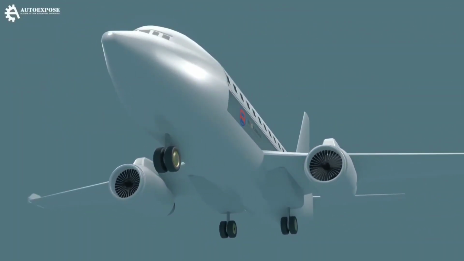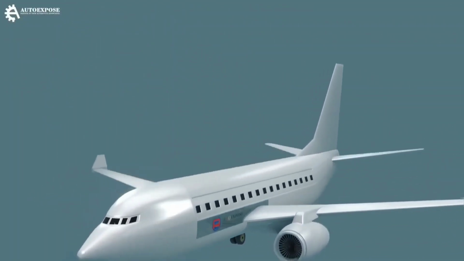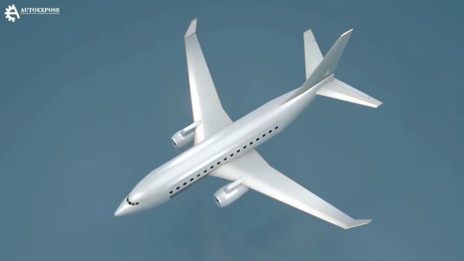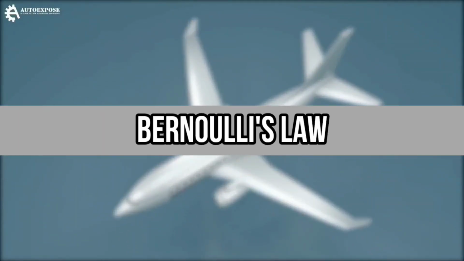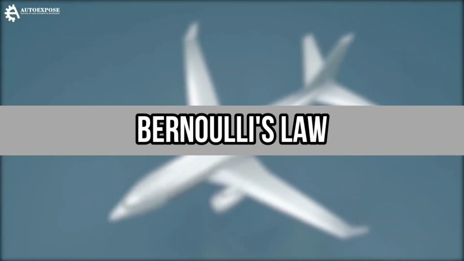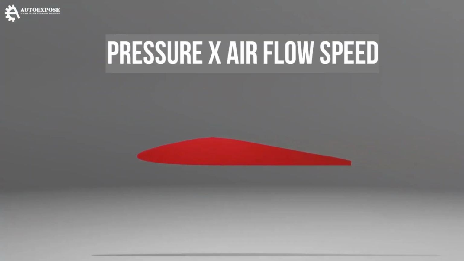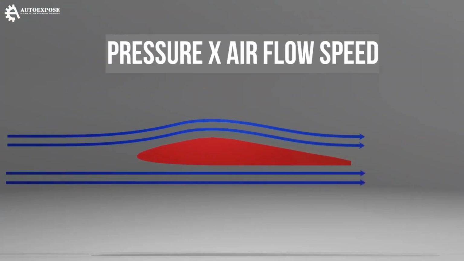While the lift force, where does it come from? It turns out, this lift force is obtained from the wings of the plane. The principle uses Bernoulli's law. I won't go into too much detail about the formula or laws of physics. In essence, Bernoulli's law discusses the relationship between speed and air pressure.